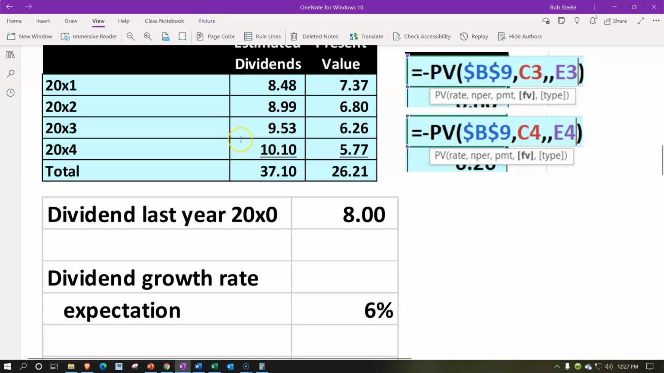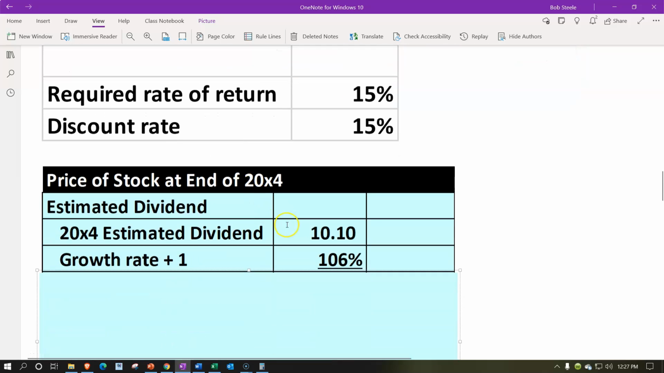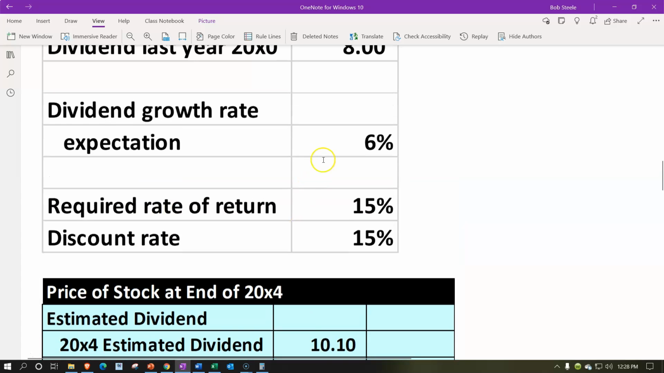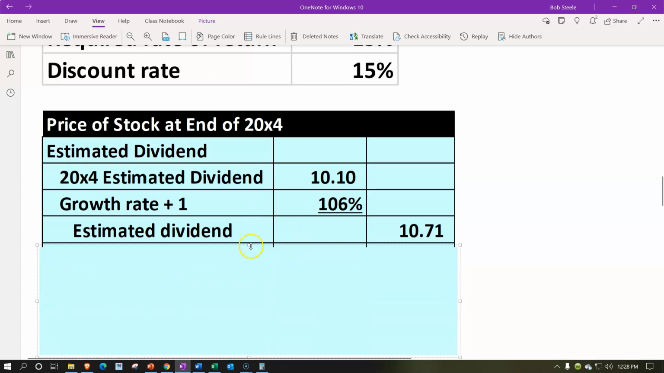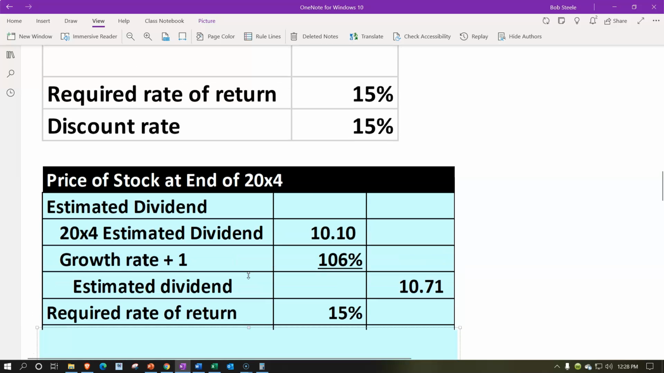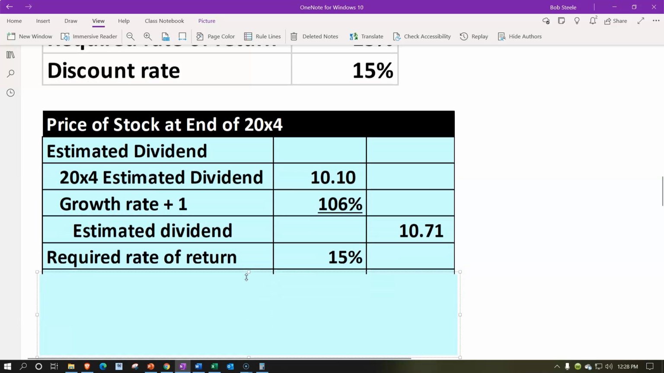So we're going to assume the dividends are going to continue on at that rate for the end of the next period. So $10.10 times 1.06, that's 6% here, would then give us the 10.71 at that point. So we can estimate the next dividend that's going to be happening is the 10.71. We can then think about our required rate of return.